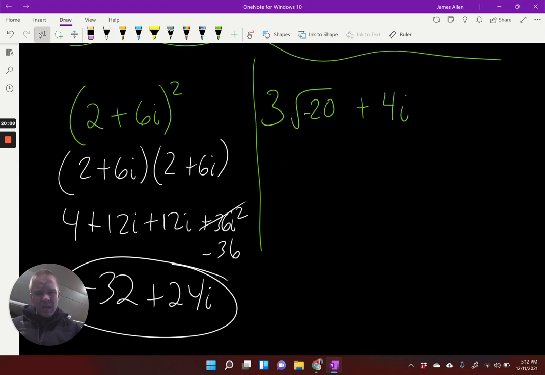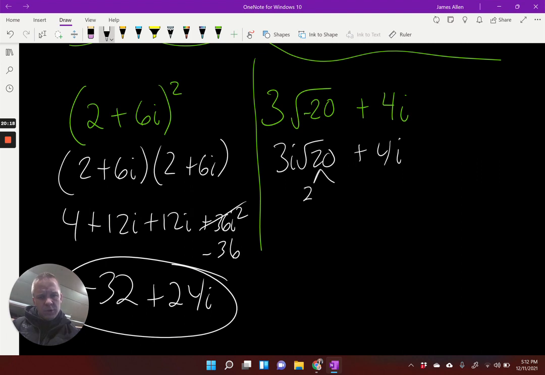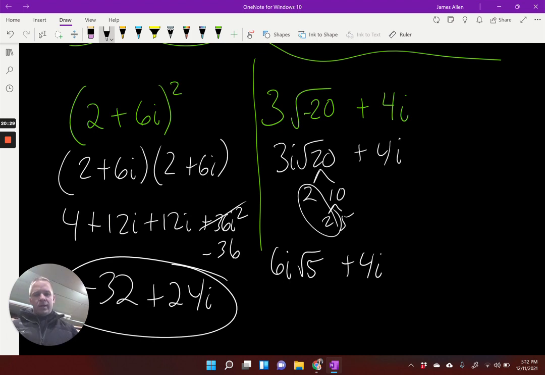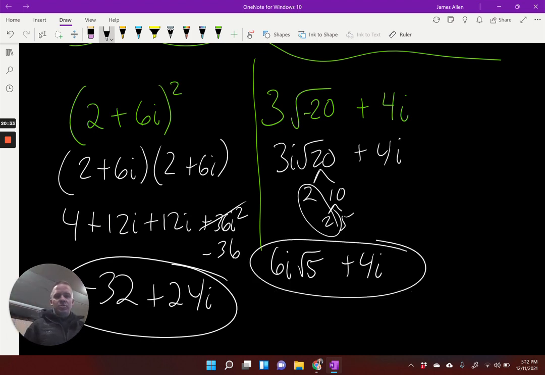Over here, let's see here. That's going to be 3i root 20 plus 4i. This breaks down into, let's see here, 2 and 10, 2 and 5 for those of you that like doing the full factor tree pair. So we get 6i root 5 plus 4i. Can I do anything else? No, that's it. I have 4i's just chilling, hanging out awkwardly at the party, I guess. You know, the math party.